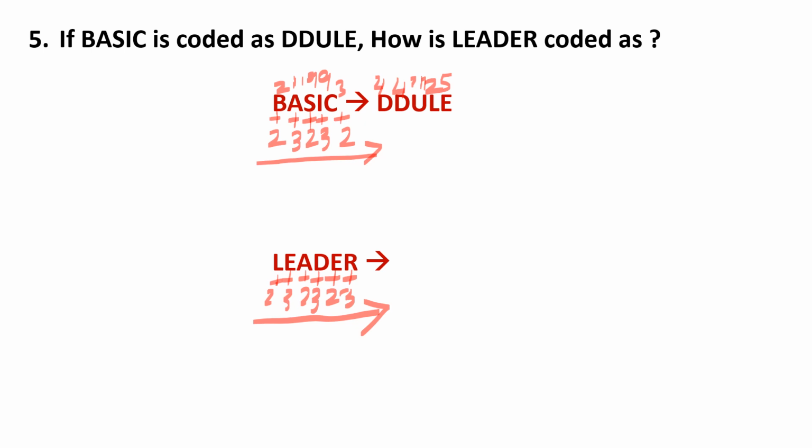So here L is 12. 12 plus 2 is 14, and 14 means N. Next, 5 plus 3 is 8, and 8 means H. Next, 1 plus 2 is 3, and 3 means C. Next, D is 4. 4 plus 3 is 7, and 7 means G. Next, R is 18. 18 plus 3 is 21.